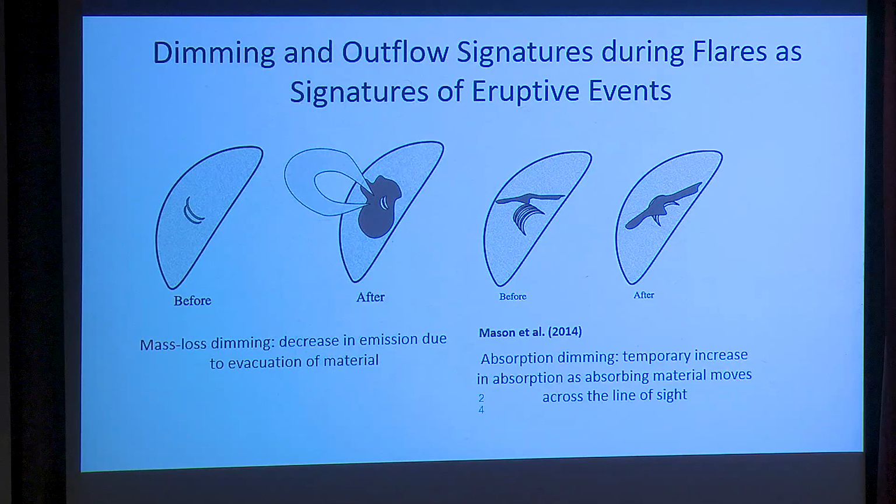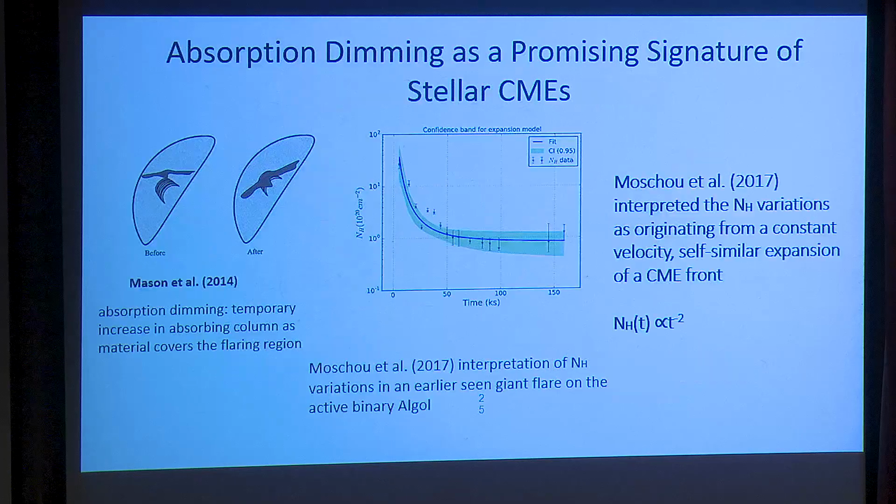Let me move on to some other signatures of eruptive events, looking at dimming and outflow signatures. This is a graphic from a paper by James Mason showing a couple of different kinds of dimming signatures. Mass loss dimming happens where you see a decrease in emission due to the evacuation of material. Absorption dimming shows up as a temporary increase in absorption as absorbing material moves across the line of sight where the flaring material is occurring. Absorption dimming is a promising signature for stellar CMEs.